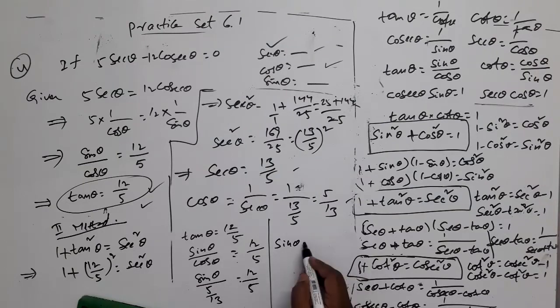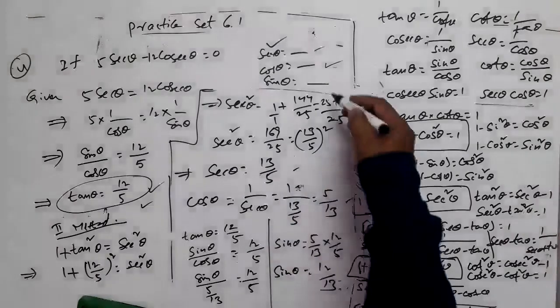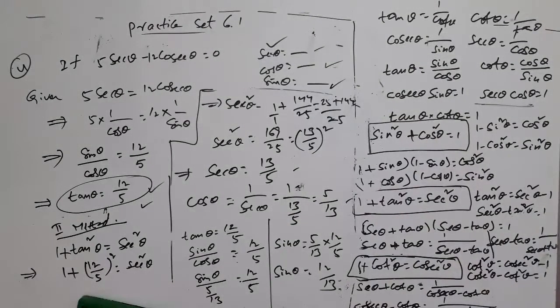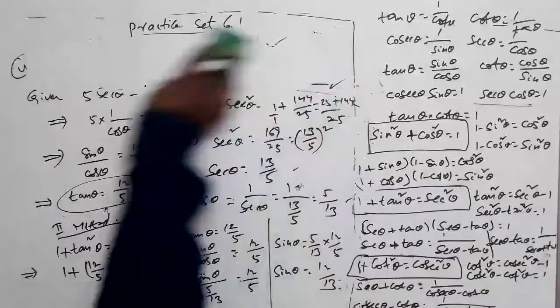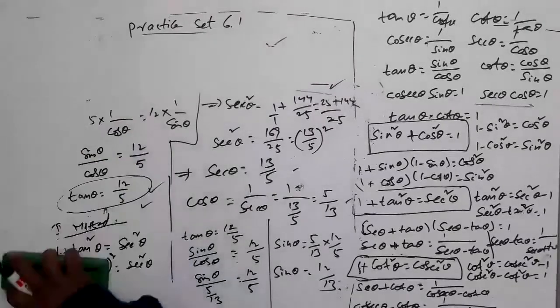I am taking this to the other side, so that will multiply: 5 by 13 multiplied by 12 by 5. 5 gets cancelled. So what is remaining? 12 by 13. So sin theta is also simple, right? This is the second method. So question number 4 is over. Let us proceed to the next question.